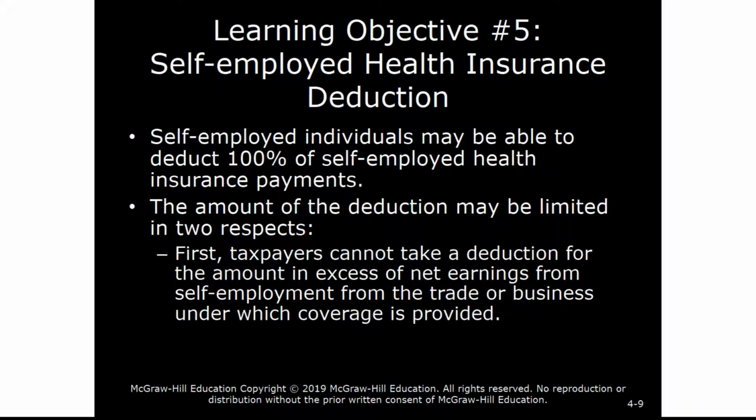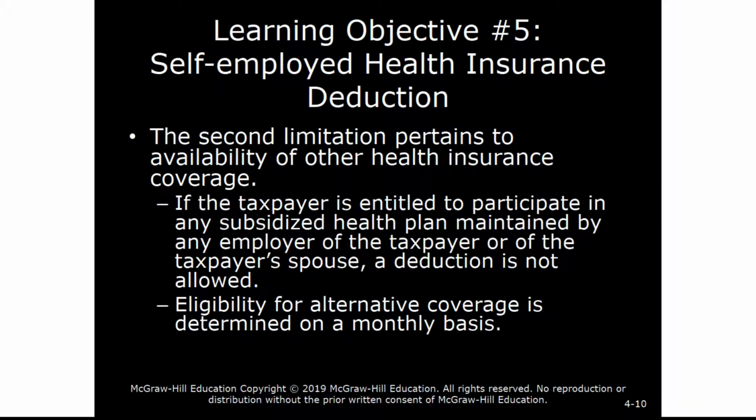However, a couple of limitations apply. One is that taxpayers cannot take a deduction for an amount more than their net earnings, and that makes sense. The other one relates to the fact that if this self-employed person has access to other health coverage, either through another job they may have or through their spouse's employer, then they lose this deduction, even if they don't participate in the other person's health insurance. If they have an opportunity to participate in an employer-subsidized health insurance plan, then they may not take this deduction.